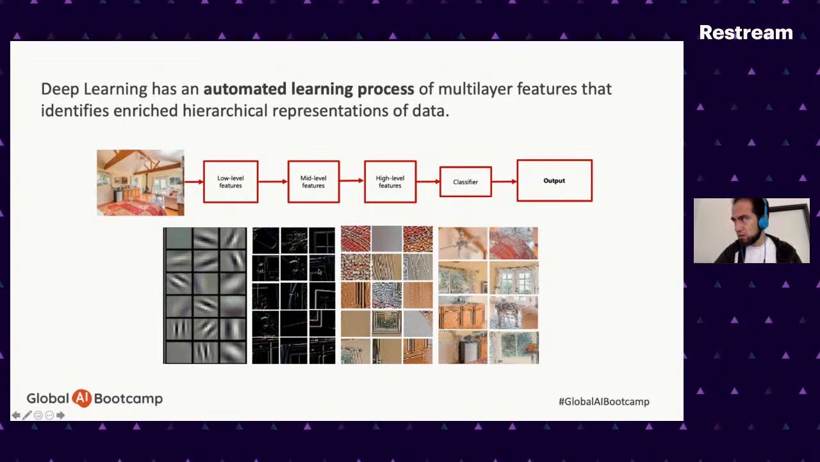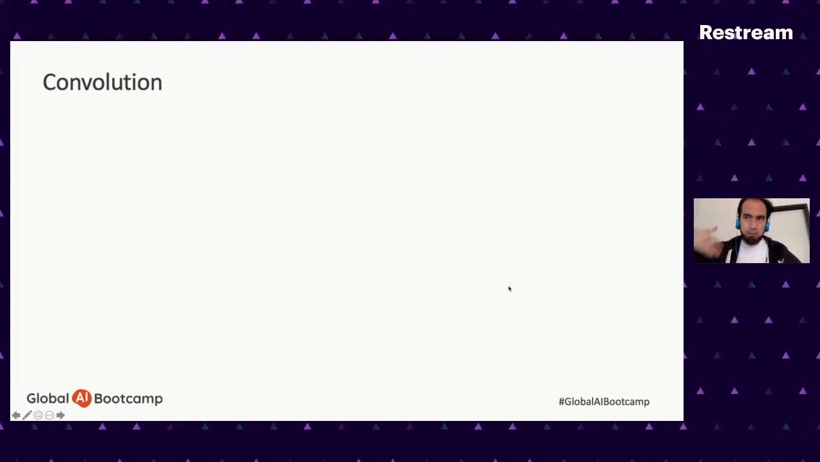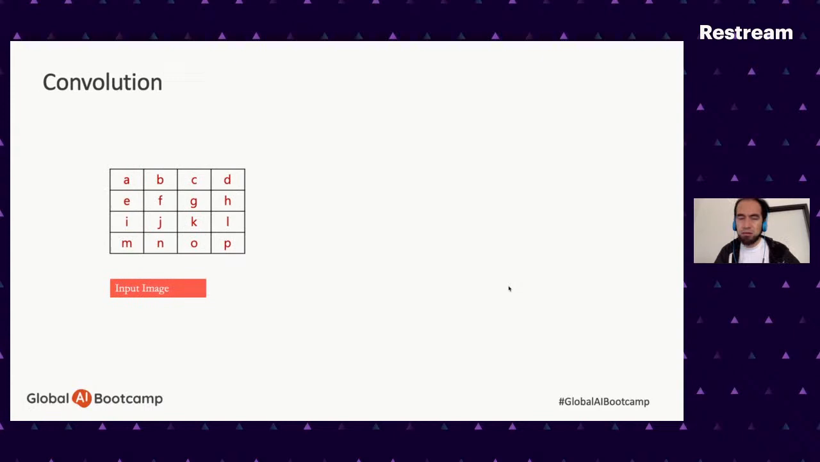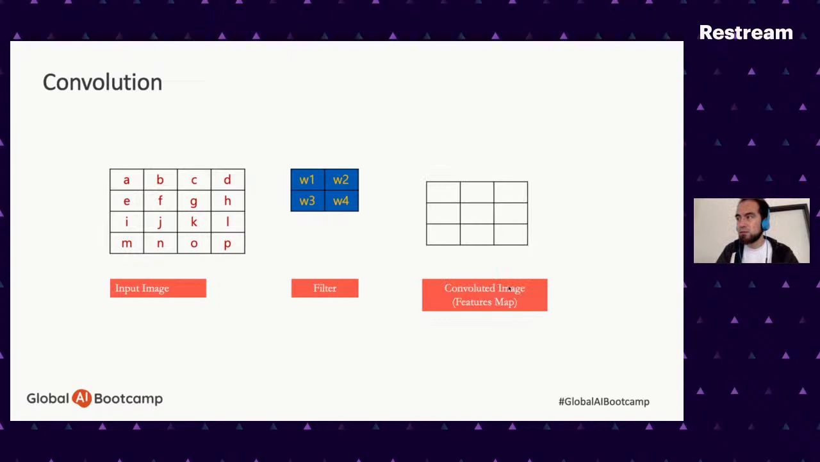And how do we calculate these mid-level and higher level features? Well, the basic operation is known as a convolution. So we have our input image, which is a matrix of numbers, and we use a filter. A filter is also a set of numbers. In this case, we are using a filter of four elements. So we go through the input image with a filter of the same size. And the objective is to determine a convoluted image.